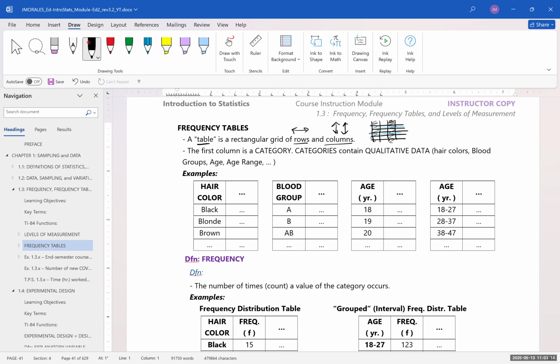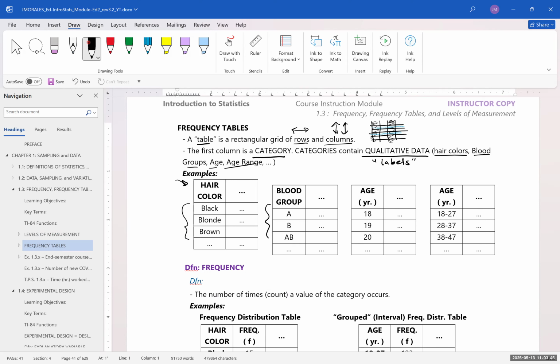The first column is typically a category. So categories contain qualitative data. You might think of that as like a label, okay? Hair colors, blood groups, age range, things like that. So here are some examples of the first column of a frequency table. Here, these are clearly labels, all right?